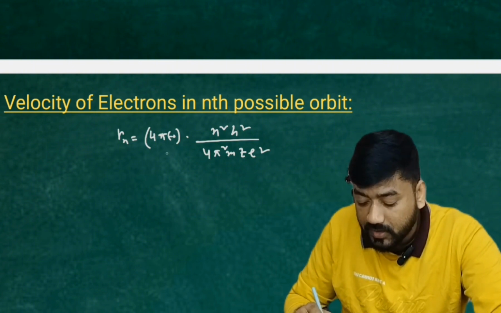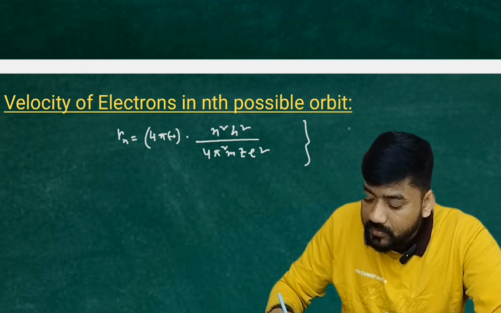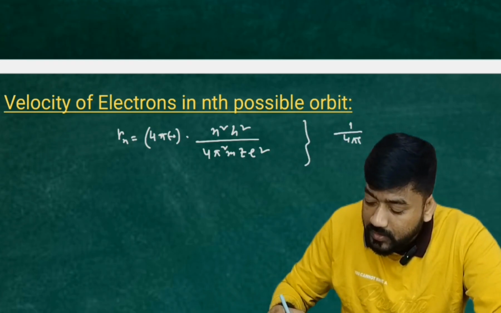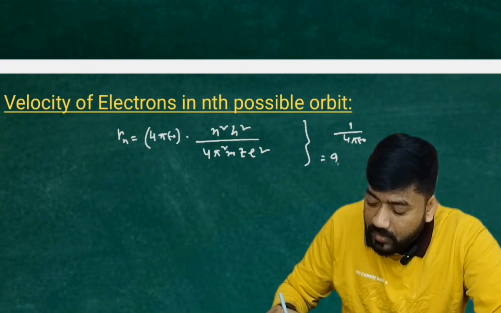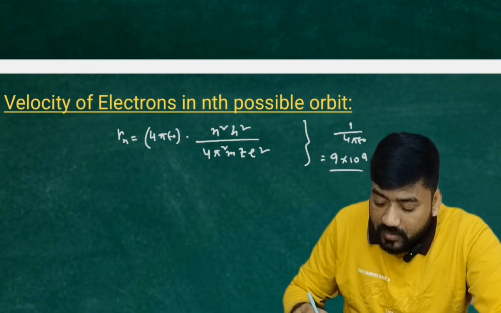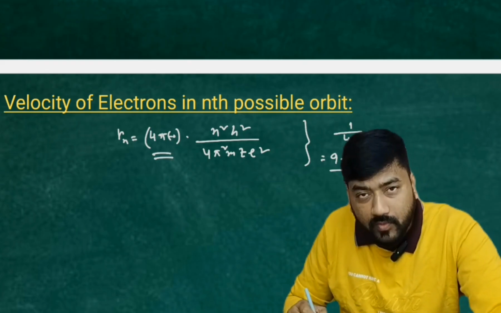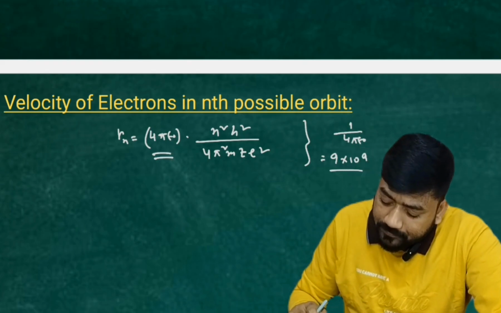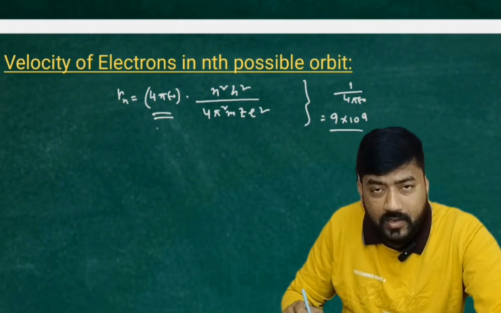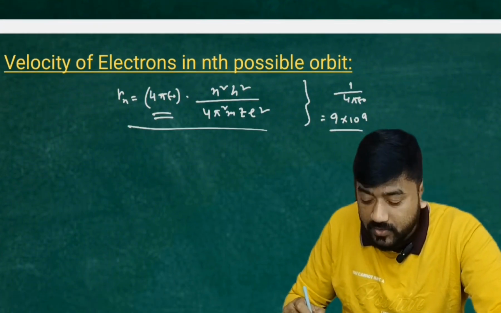ये हमको पहले से पता है कि 4 pi epsilon naught का वैल्यू क्या है. You know in your electrostatics कि 1 by 4 pi epsilon naught जो है that is basically 9 into 10 to the power 9. So 4 pi epsilon naught क्या होगा? 1 upon 9 into 10 to the power 9. So this is basically a known value. That's why I am not going to cancel this 4 pi and 4 pi square. Okay, so this is the expression of Rn. ये फिर nth possible radius of nth possible orbit.